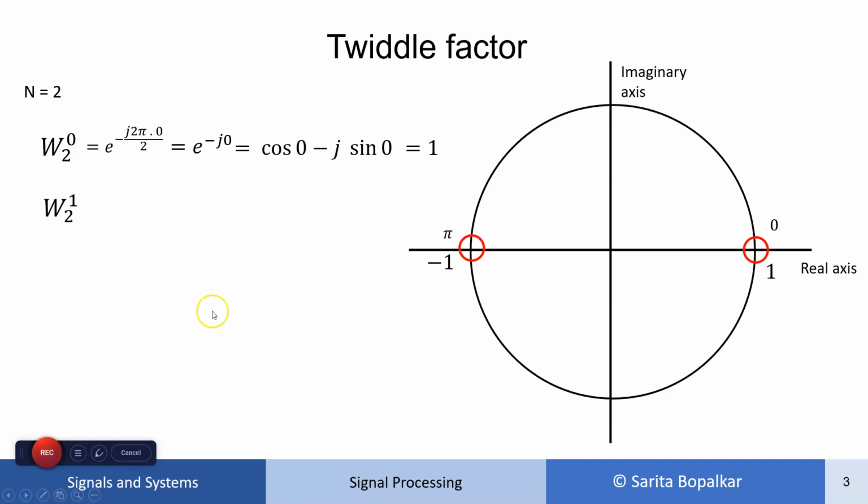Similarly, another is W_2^1, e raised to minus j2 pi, this 1 and 2, the 2 will get cancelled. e raised to minus j pi. So cos pi minus j sin pi. Sin pi is 0, cos pi is minus 1. So at angle pi, value is minus 1. So we can write here W_2^0 and in a clockwise direction, the second sample is at angle pi, that is W_2^1. So these are the values of the twiddle factor for capital N is equal to 2.